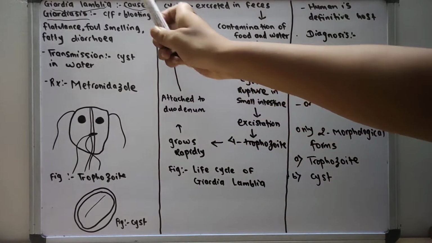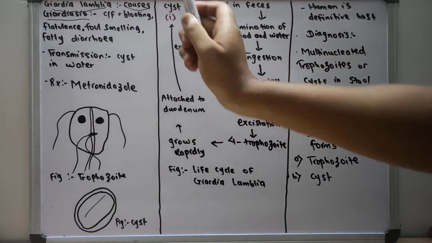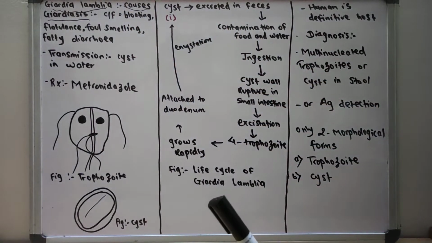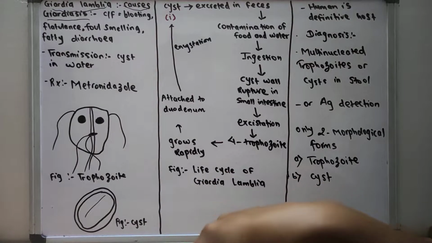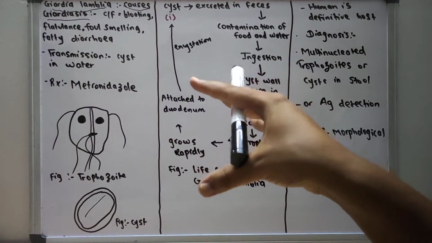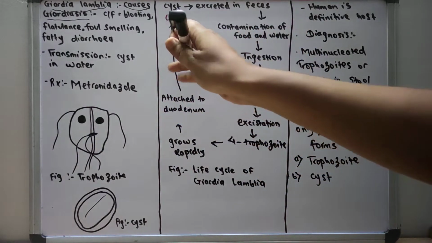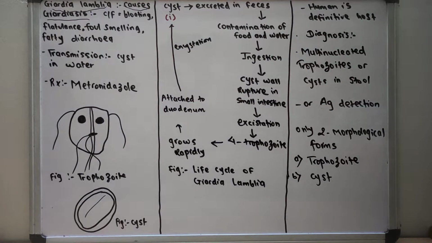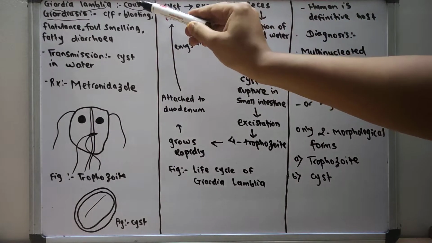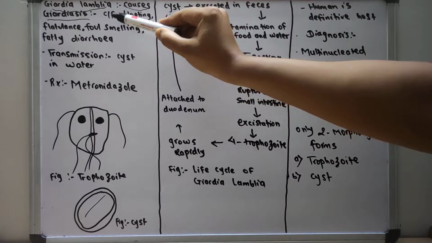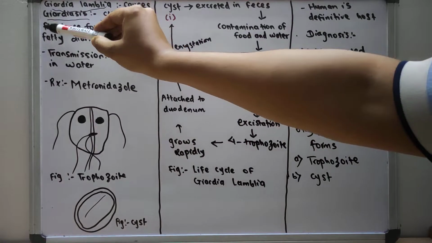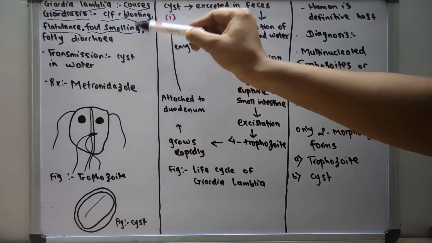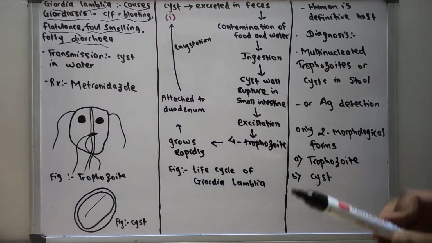Hello everyone, today we are going to talk about Giardia lamblia, which causes giardiasis. Under parasitology, we classify it under the protozoa. In the protozoa, Giardia lamblia is a flagellate. It causes giardiasis, and the main clinical features of giardiasis are bloating, flatulence, and foul-smelling, fatty diarrhea.